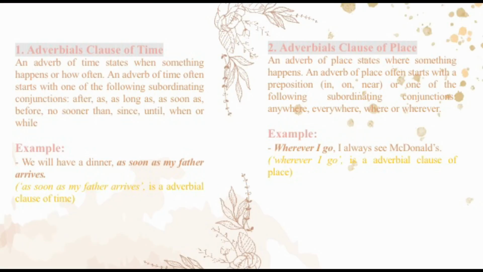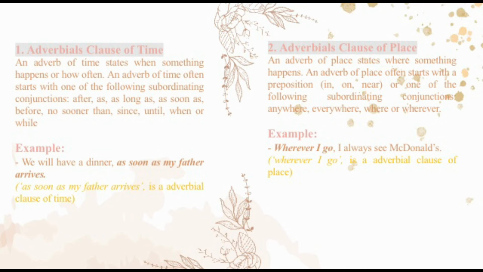An adverbial clause of time states when something happens or how often. An adverbial clause of time often starts with one of the following subordinating conjunctions: after, as long as, as soon as, before, no sooner than, since, until, when, or while. For example, we will have dinner as soon as my father arrives. "As soon as my father arrives" is an adverbial clause of time.